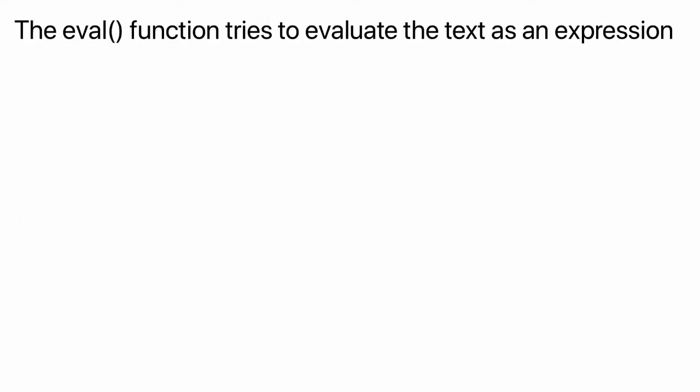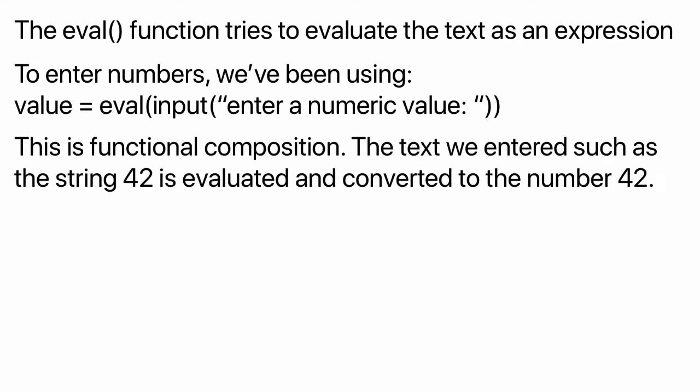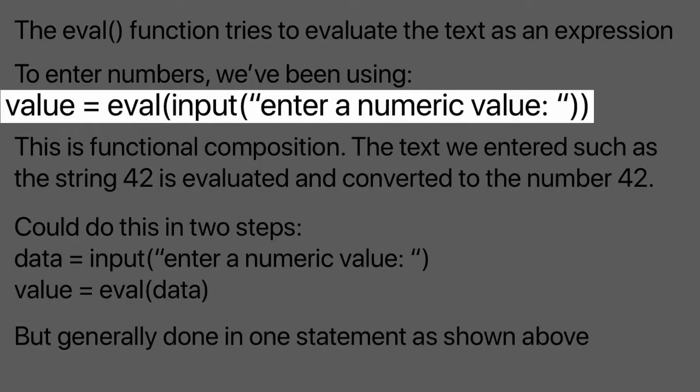The eval function tries to evaluate the text as an expression. To enter numbers, we've been using value equals eval of input, enter a numeric value. This is functional composition. The text we entered, such as the string 42, is evaluated and converted to the number 42. We could do this in two steps by saying data equals input, enter a numeric value, followed by value equals eval of data. But generally this is done in one statement as shown above.